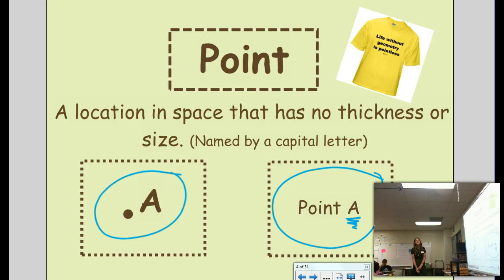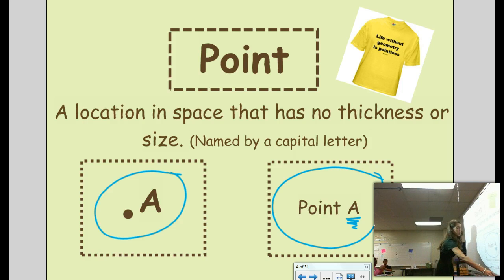All right. Did you see what's on that t-shirt? What does it say? Ha ha ha. Get it? Like there would be no points if we didn't have geometry. Because that's one of the basic terms of geometry. Life without geometry is pointless.